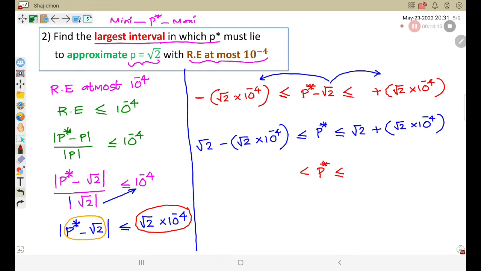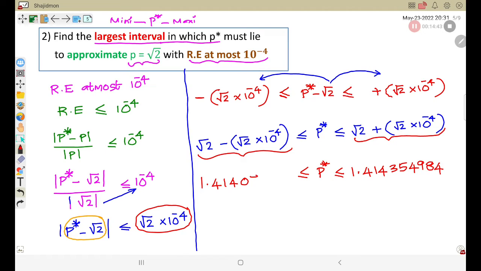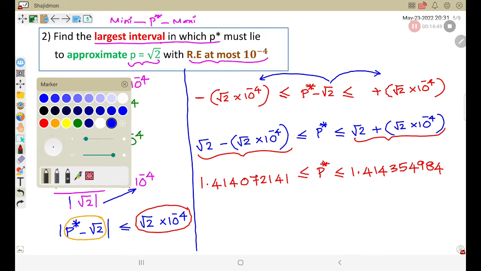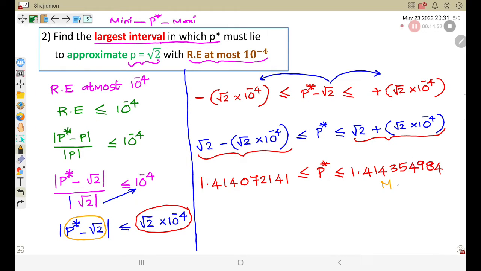P star less than or equal to. First check the right hand side, the maximum side: root 2 plus root 2 multiplied by 10 power minus 4. You will get 1.414354984. And the minimum side, when you calculate this one, we will get 1.414072141. So this is the maximum side, this is the minimum side.